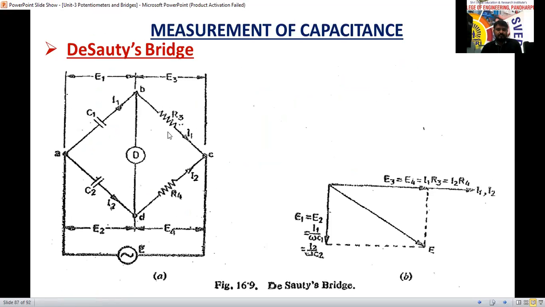Just see here. For the AC circuit, I already know the formula: Z1, Z4 equal to Z2, Z3. This formula we know for the balanced condition of the AC circuit. Yes or no? Z1, Z4 equal to Z2, Z3. Yes?